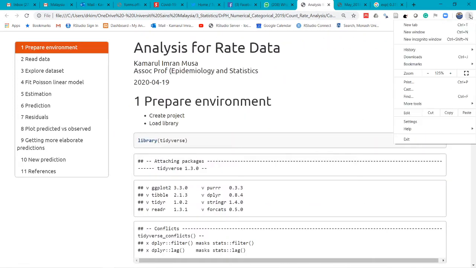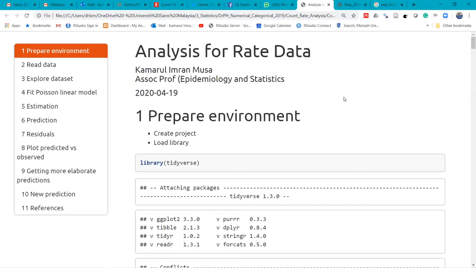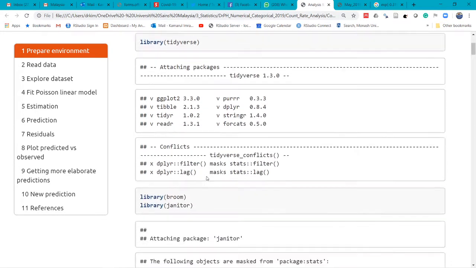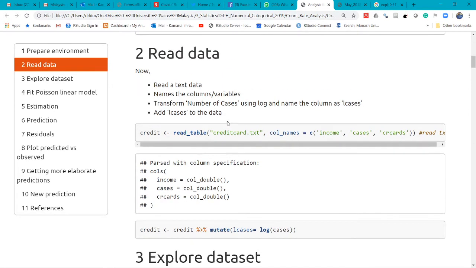Right, so let's go to hands-on with R. I load library tidyverse, I load library broom to have a nice output, and I use library janitor to clean variable names. The dataset comes in text form, txt, so I use read_table, and I give the column names of income, cases, and credit cards.